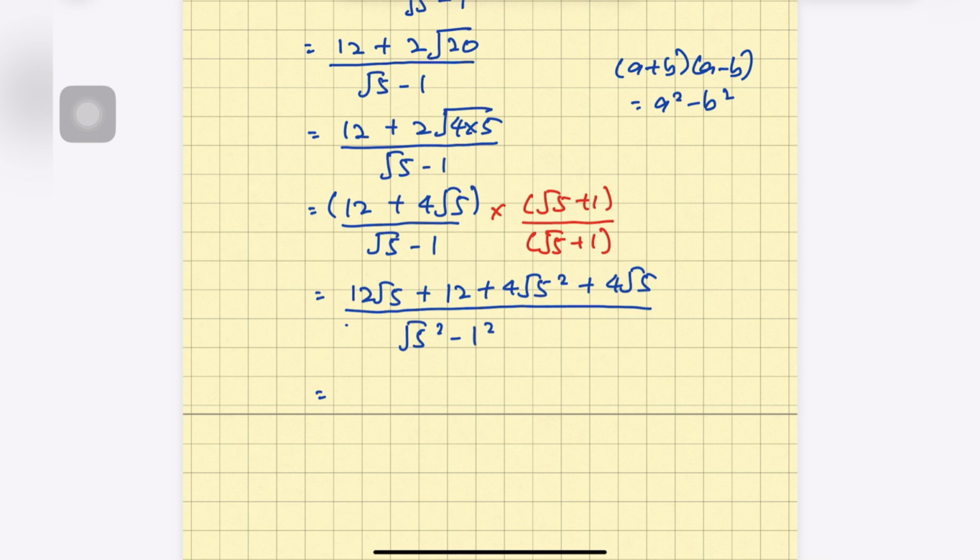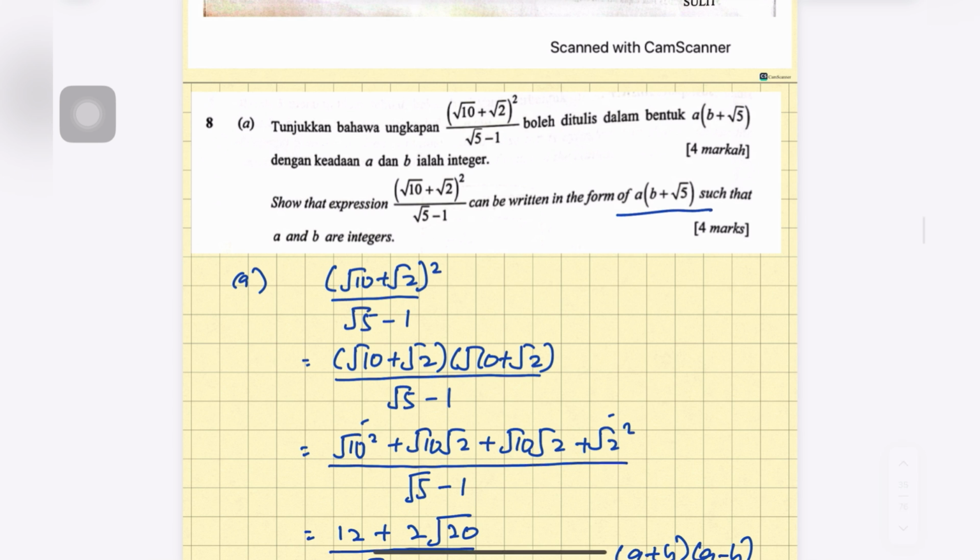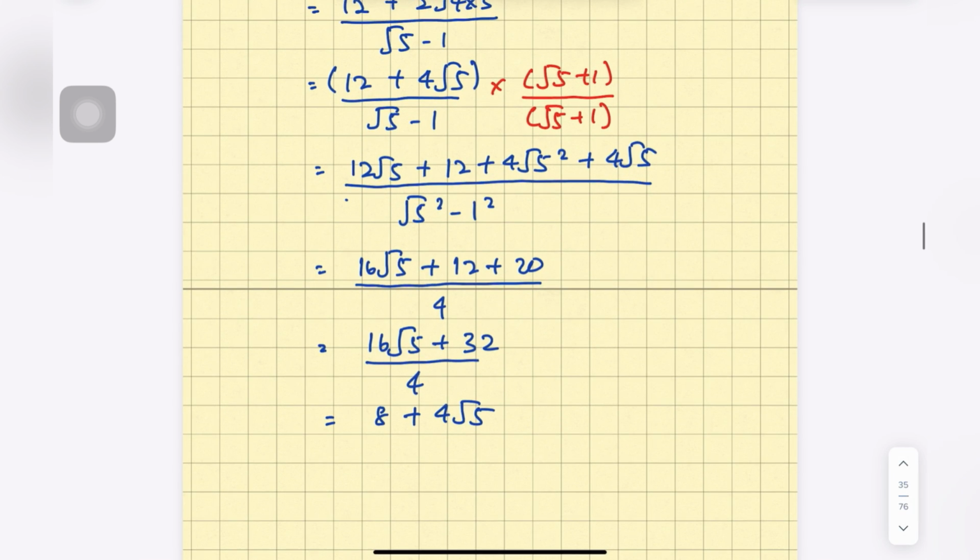Okay, so this one simplify 12 and 4. So, 16 sert 5. Okay, so 12 plus 4 times 5, 20. So, 32. So, ni 12, this one ni 20. So, over. Okay, 5 minus 1, 4. Okay, so saya buat step by step. So, 16 sert 5 plus 32 over 4. So, all can divide by 4. So, which is equals to 8 plus 4 sert 5. Tapi dia nak in terms of ni tadi kan, a, b plus sert 5. Okay. So, then kita kena simplify lagi lah. So, 4, 2 plus sert 5.